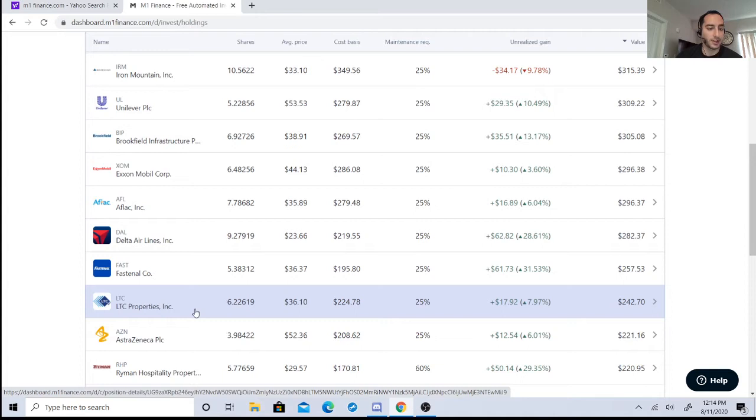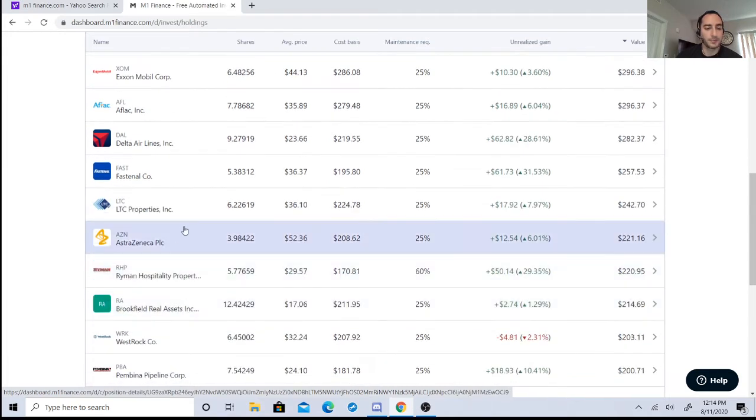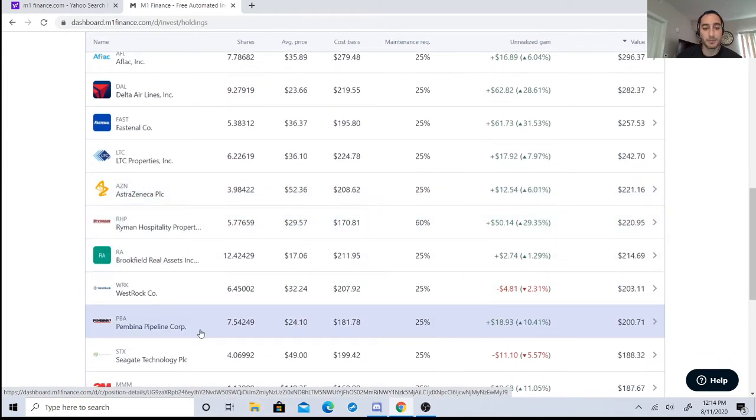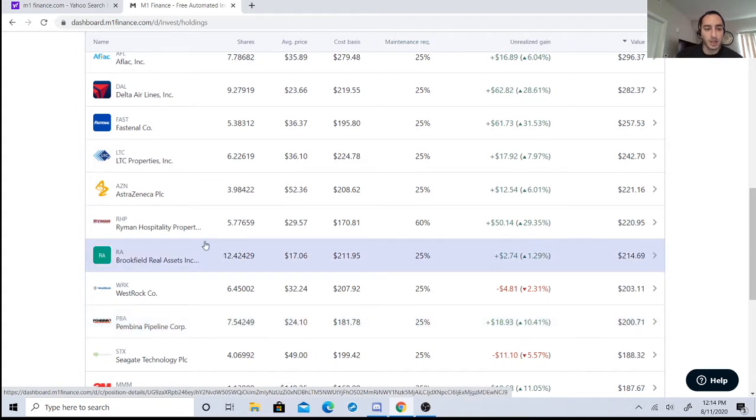LTC Properties gives off a monthly dividend. Pembina Pipeline gives off a monthly dividend. And Brookfield Real Assets Income Fund gives off a monthly dividend. So my long-term goal is to have $1,000 to $3,000 a month on my monthly dividends and right around $2,000 to $4,000 a month on my quarterly dividends.